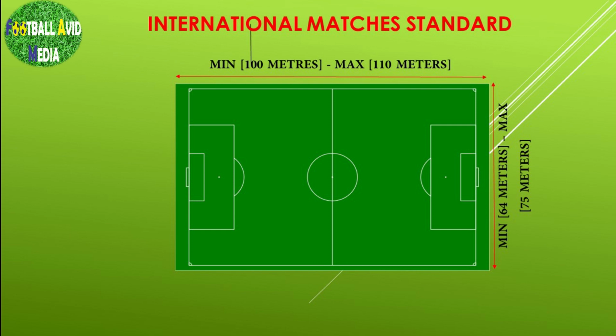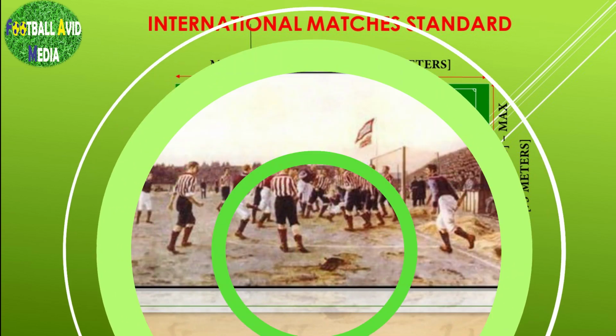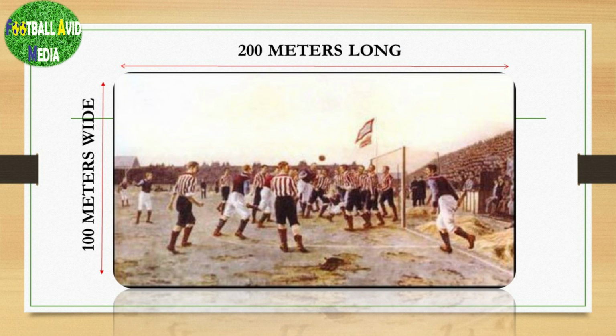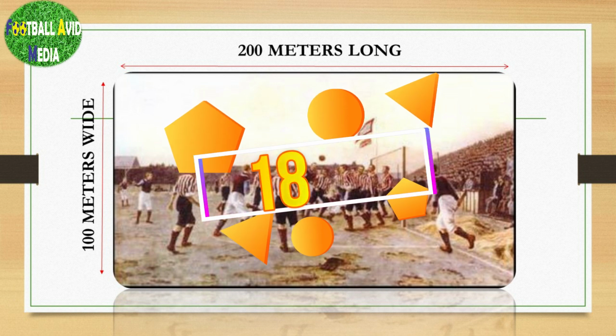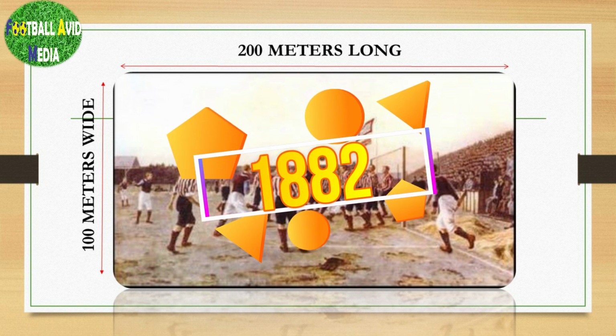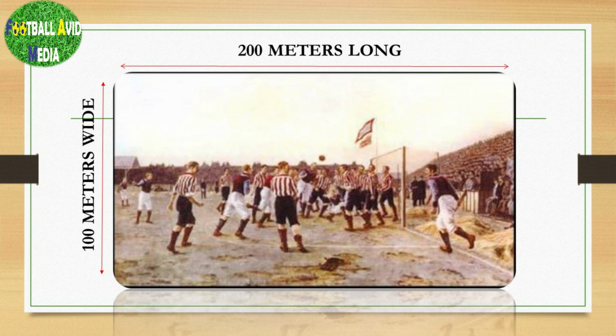The length must be a minimum of 100 meters and a maximum of 110 meters. The width must be a minimum of 64 meters and a maximum of 75 meters. In the 18th century, fields could be up to 100 meters wide and 200 meters long. Boundaries were marked only by flags until 1882, when boundary lines were enforced. Along with a center line, the center circle became standard 5 years later on the turf.